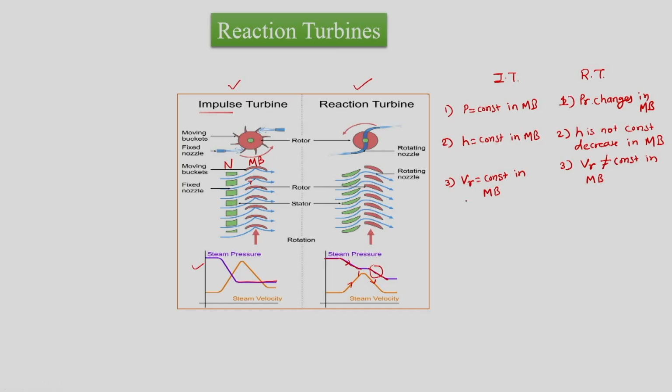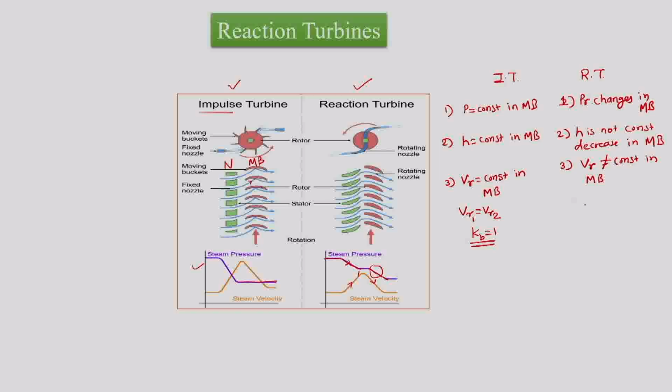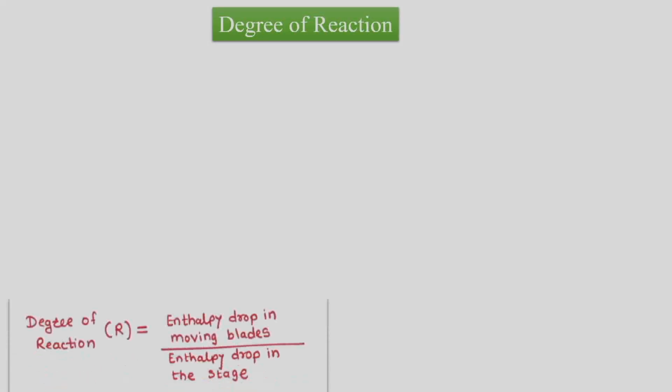So what is the maximum constraint? We have seen VR1 is equal to VR2 if there is no friction or friction factor is equal to 1. So the maximum value of VR2 is equal to VR1, but here it would happen that VR2 is always greater than VR1. This is the fourth point in the difference between impulse and reaction turbine. So we will move ahead and see how the impulse and reaction turbines would work.